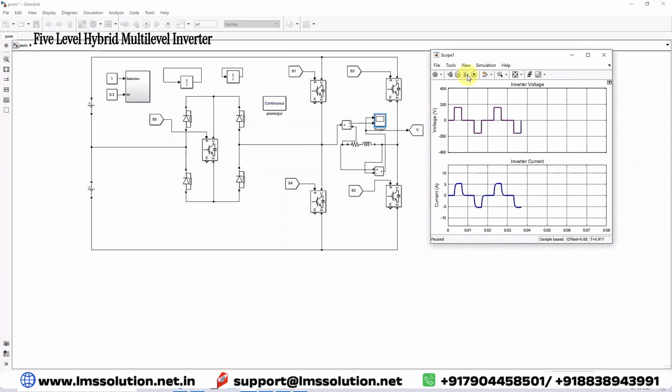This is the operation of the 5-level multi-level inverter with PWM and nearest level modulation technique.